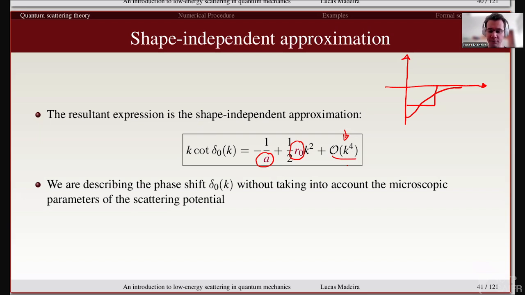Does that make sense? Could you repeat that? Sorry. Which part? The interpretation of the scattering length and effective range? Yeah, please. Yes, okay. All right.